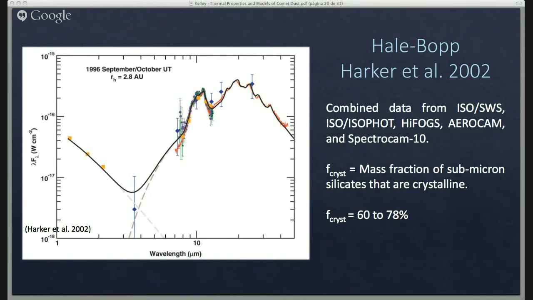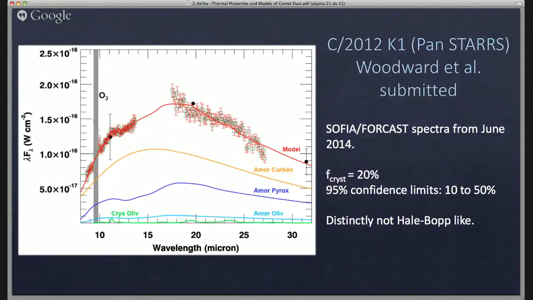On the other end of the spectrum is something we've observed more recently. This is Comet C/2012 K1 Pan-STARRS, in a paper that we've just submitted in the last few weeks. It's a SOFIA spectrum with FORCAST. We have the 10 micron window here. There's a bit of an emission feature from silicates, and we also have longer wavelength emission at 17 to 27 microns. This comet doesn't have a lot of bumps and wiggles from magnesium-rich olivine here. Although there's a hint of a feature at 11 microns, what we come up with is a crystalline fraction of 20%, and our 95% confidence limits go from 10 to 50%. So this is distinctly not a Hale-Bopp-like comet.